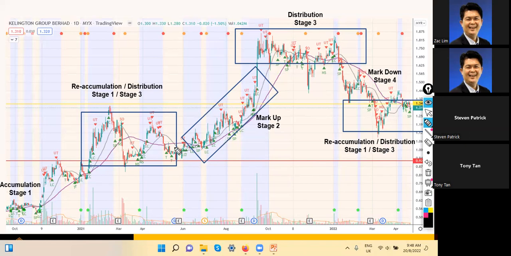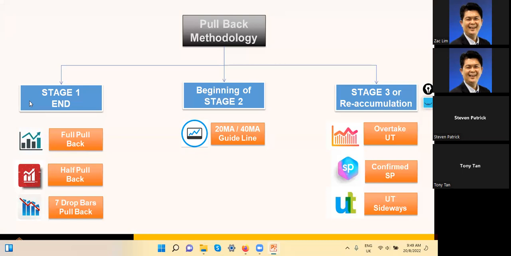If the stock is continuously moving up, then we will go for stage 2. So in this small process here, you use the pattern. I use this one. So you use the pattern.